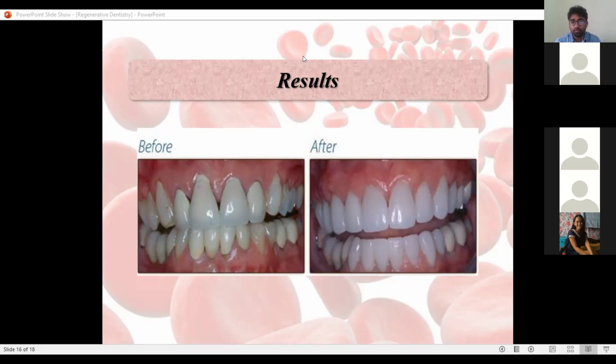Are the results better than lasers? Usually when we combine the PRP with the laser, it gives the best results. We can also combine PRP, lasers and biostimulation, which gives better results. Instead of going with only PRP, we can combine it with lasers and also use photobiomodulation, which will give better results. When we include other treatment options together, it gives the best results.